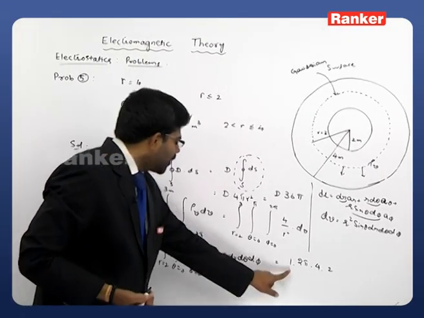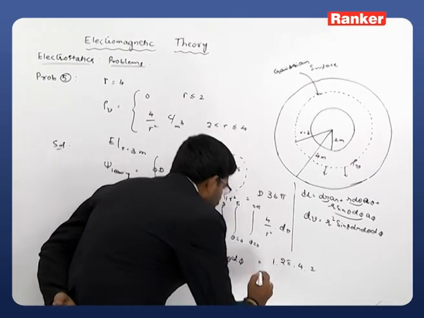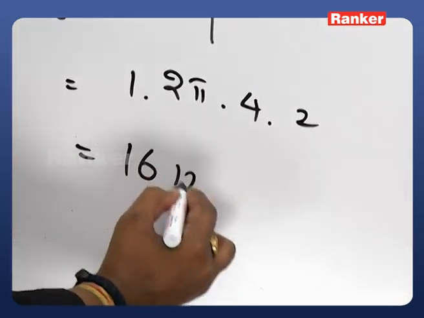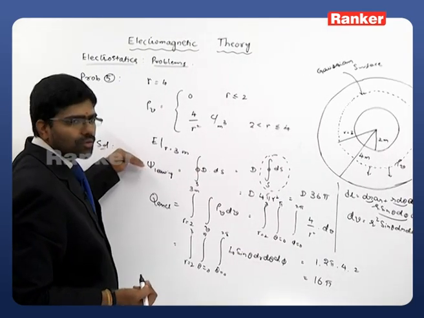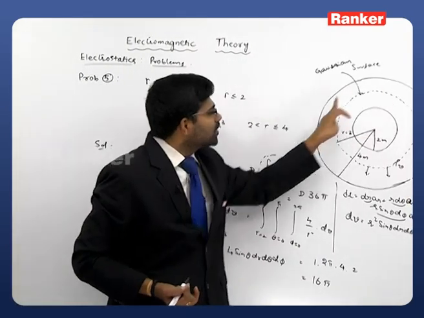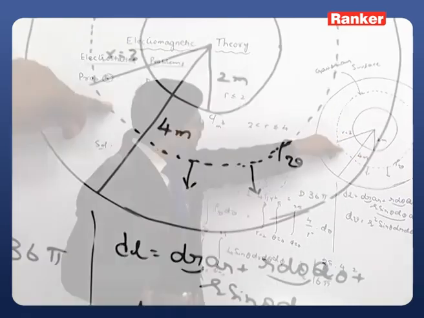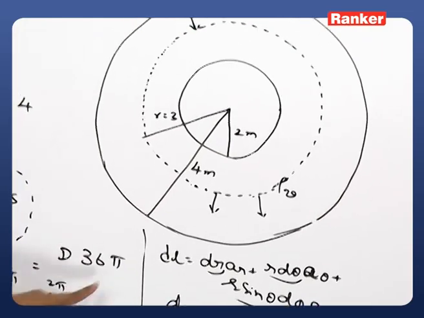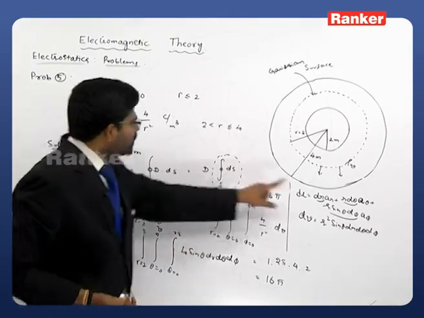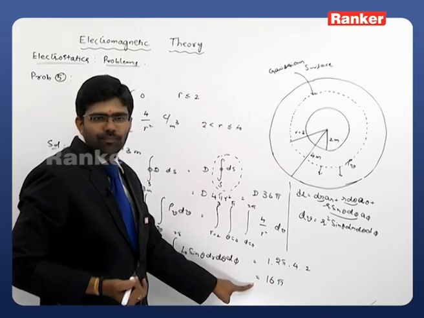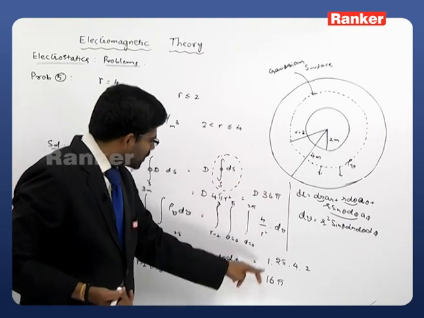So here clearly, after multiplication, 4 into 2 is 8, 8 into 2 is 16 pi, which is equal to 16 pi. So clearly observe here, what we did is we calculated the total flux leaving through the Gaussian surface. Since we are supposed to calculate the electric field intensity at this particular region, I calculated the total flux leaving, which is D into 36 pi, and the total charge enclosed within that is 16 pi. As per our Gauss law, these two are the same, just make them equal.